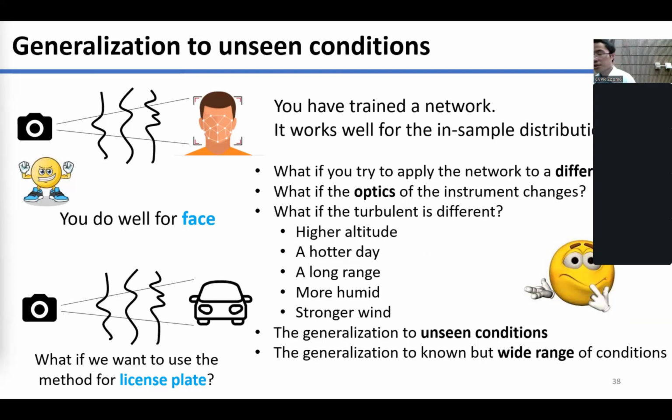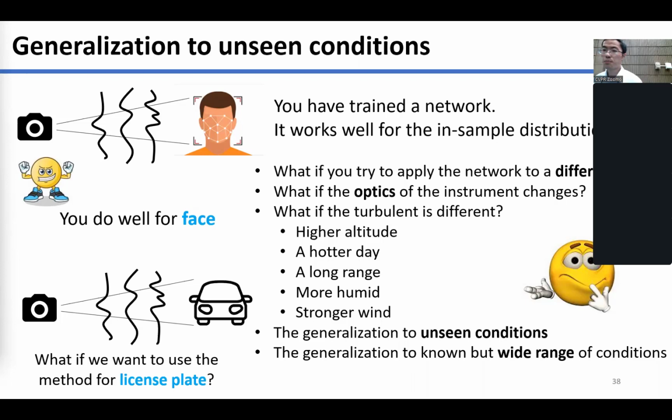The neural networks appear to have quite a bit of generalization problem compared to classical methods. Classical methods are not trained on a particular data set, so they don't perform well everywhere, but they don't fail everywhere. For networks, if you train on faces, they start to perform pretty badly on license plates. So that's a generalization issue.